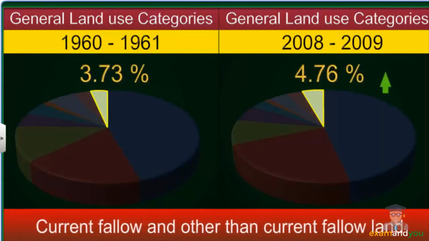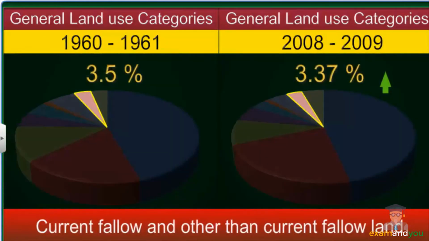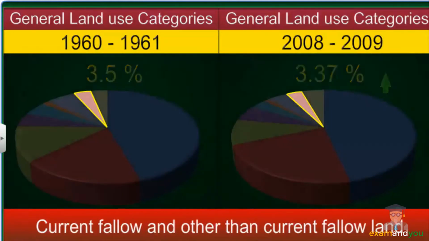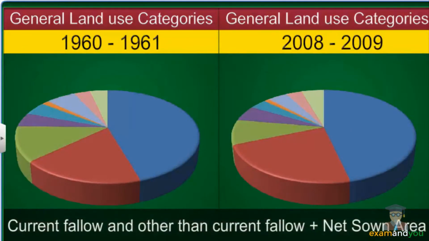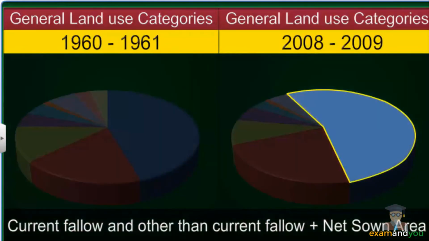Current fallow and other than current fallow land also increased during this period. However, if these lands are included in the net sown area, since these lands are cultivated once or twice in 2 or 3 years, the percentage of net sown area goes up to 54%.